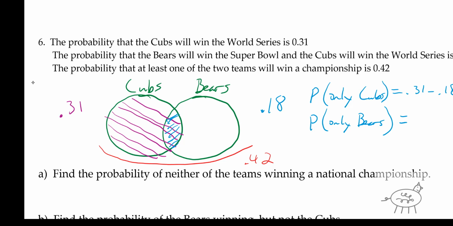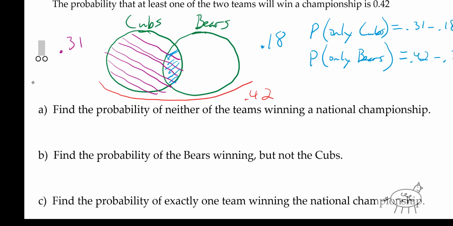Okay, and then only the Bears is going to be 0.42 minus the purple, because that's only the Bears. It's all the big Cubs thing. So minus 0.31, which is 0.11. Okay, that's all I need for this. The rest of these answers. Find the probability of neither team winning the national championship. Well, it's 1 minus 0.42, which is 0.58.